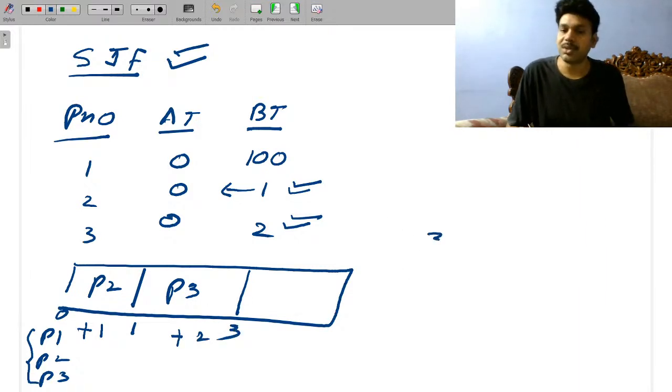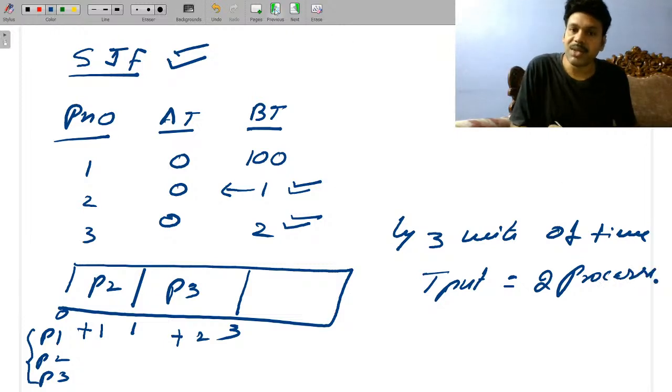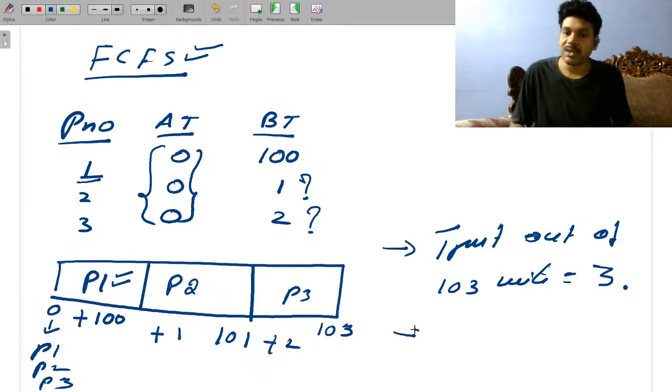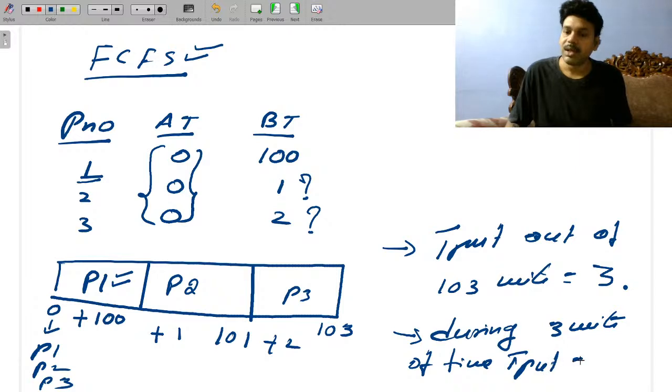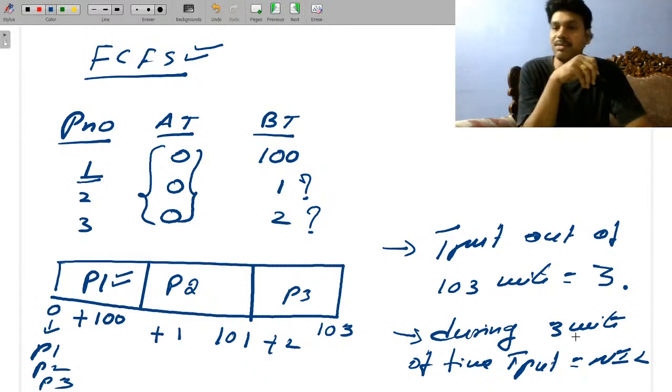Therefore, by 3 units of time, what is the throughput? 2 processes. Please observe carefully. But in the previous case, during 3 units of time, what is your throughput? Your throughput is nil. Why? Because P1 is still continuing in execution. This is the drawback with FCFS. It is very easy to implement, but the drawback is what?